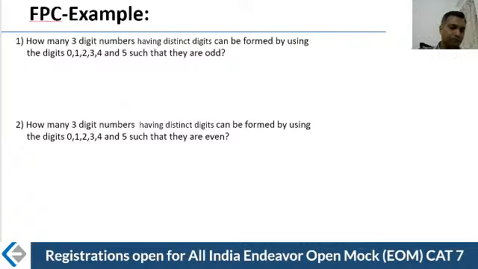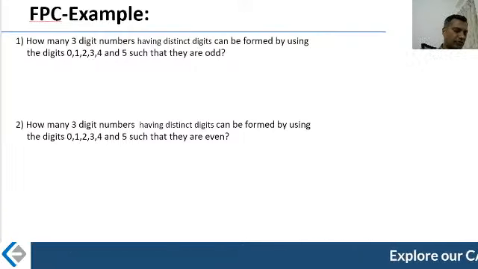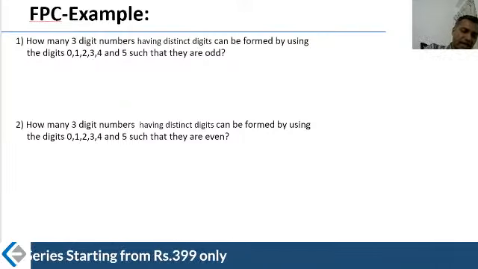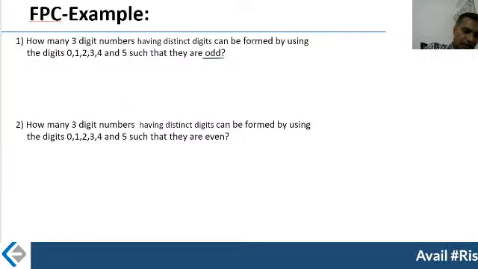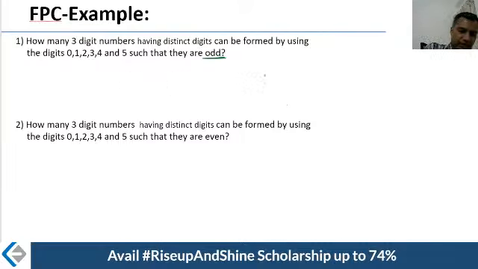Right, here we go. Let's take a look at the first question here on the top. How many 3-digit numbers having distinct digits can be formed by using the digits 0, 1, 2, 3, 4, and 5 such that they are odd? Now look at this. They are odd. Now listen to me, friends, carefully.